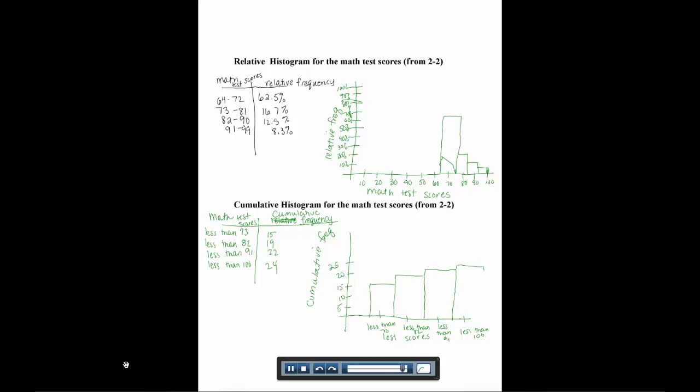So for a cumulative frequency distribution, it should always just be increasing, always be going up. Okay, so using the frequency distributions, we can make 3 different types of charts: the histogram, the relative histogram, and the cumulative histogram.